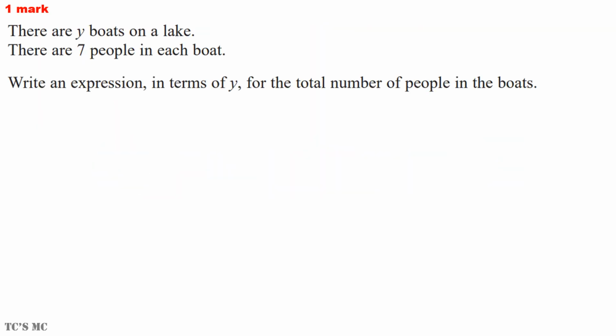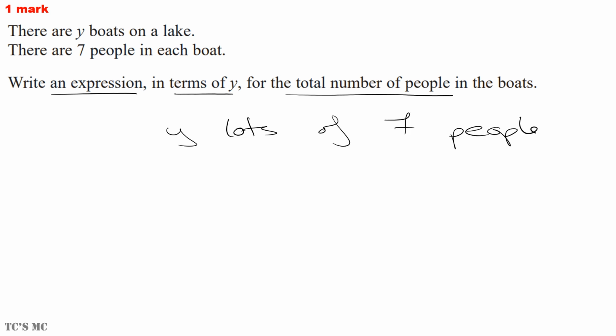There are y boats on a lake. There are 7 people in each boat. Write an expression in terms of y for the total number of people in the boats. So we have y lots of 7 people. So in other words, that's y multiplied by 7, but as an algebraic expression, that is 7y. And all you need to write for that 1 mark is 7y.